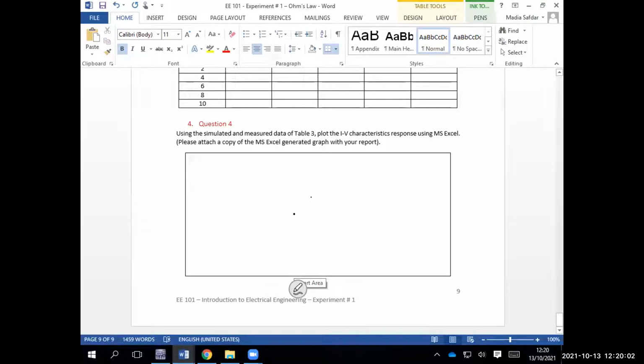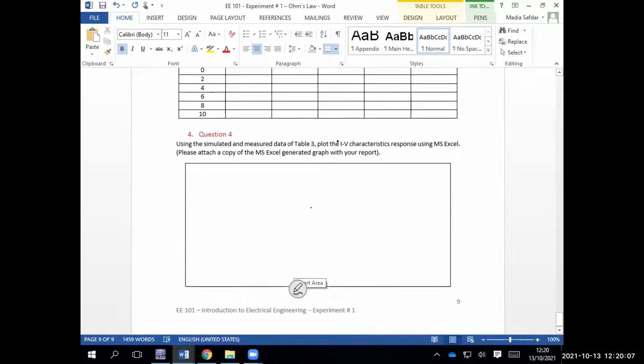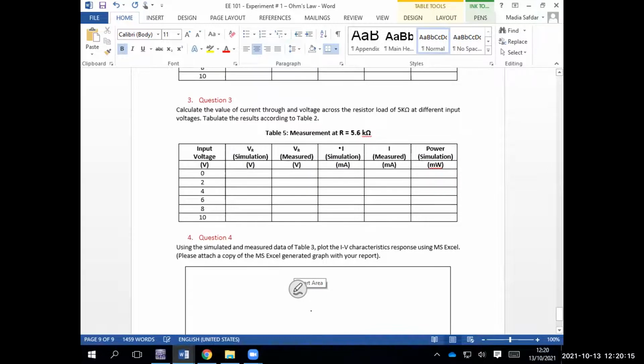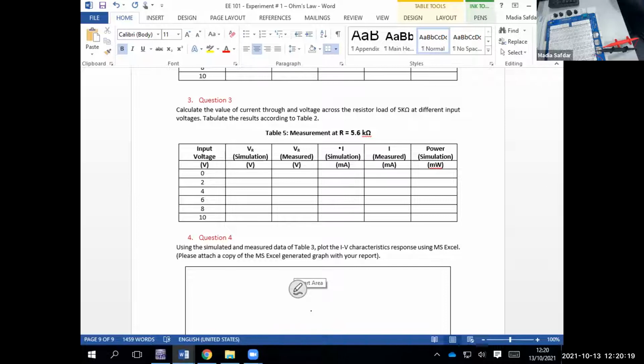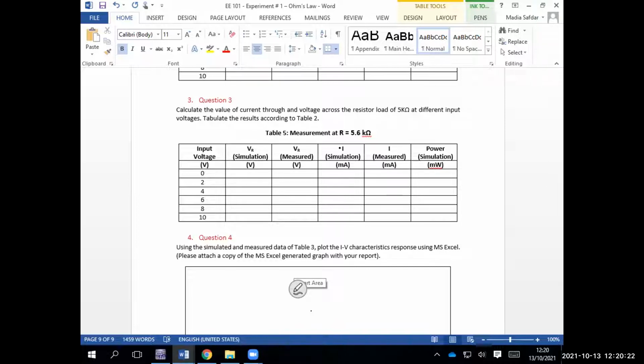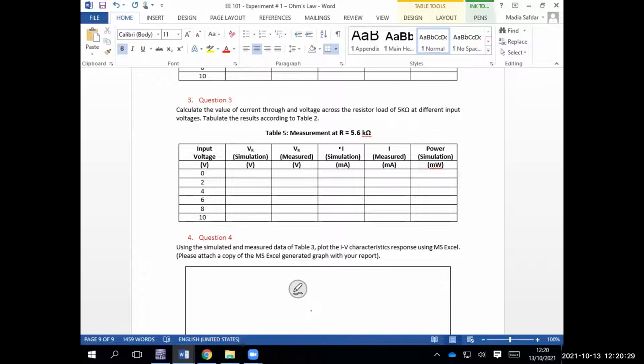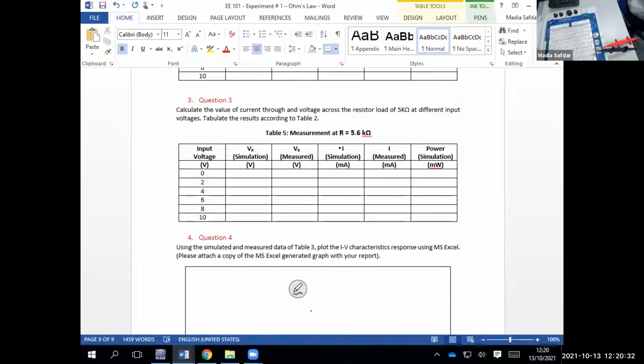Doctor, which graph? Yes, see here. Here you will plot the graph. For all the three tables, you will have 3 graphs. Doctor, do we need to submit this? Yes, you will submit this report after 3 days. Simulate with all the 3 resistor values and then draw the graph for all the three tables and then submit your work.